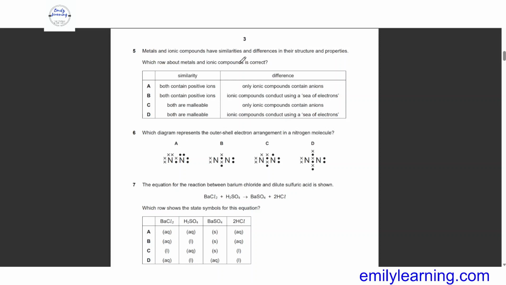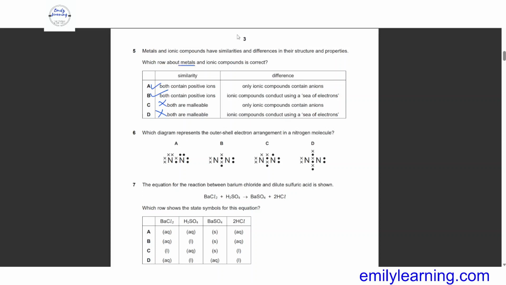Ionic compounds are made up of positive and negative ions. So similarity, they both contain positive ions. That's true, so A and B are correct. Both are malleable, not true. Only metals are malleable, ionic compounds are not. Next, let's take a look at the difference. Only ionic compounds contain anions. That is true, because metals do not contain anions, they contain negative electrons.